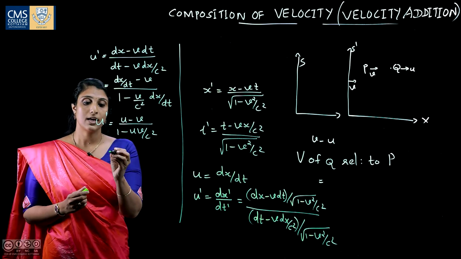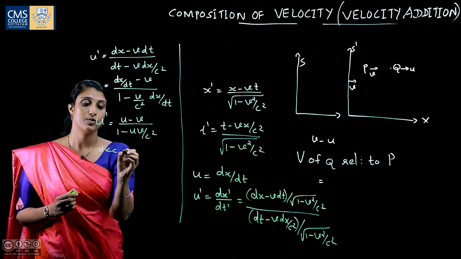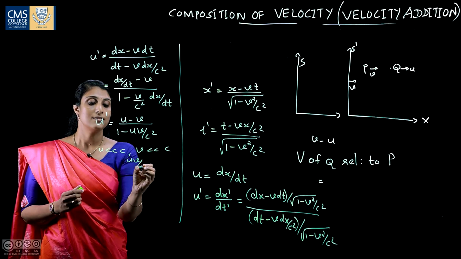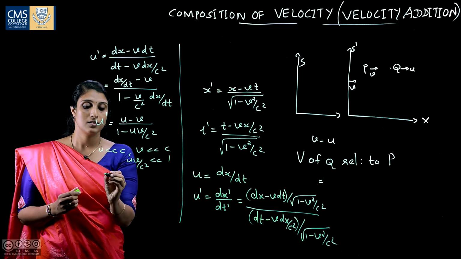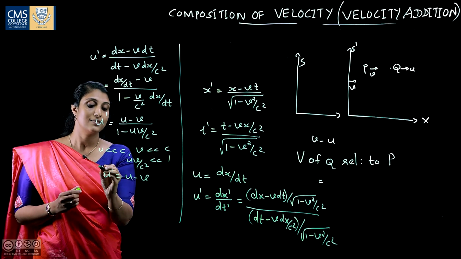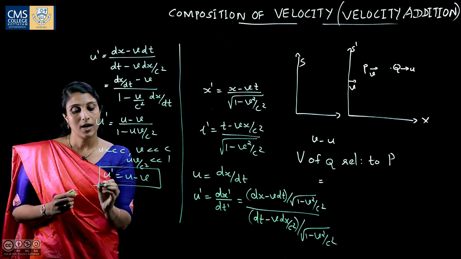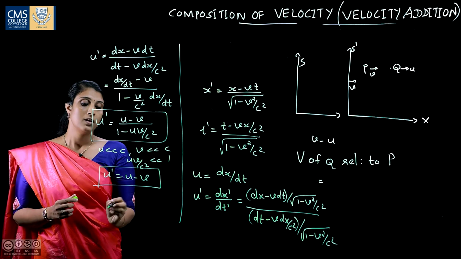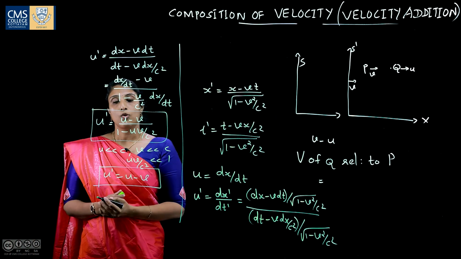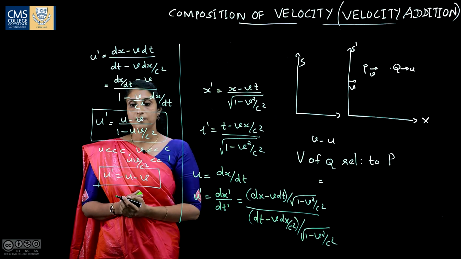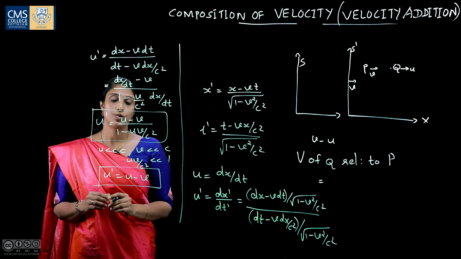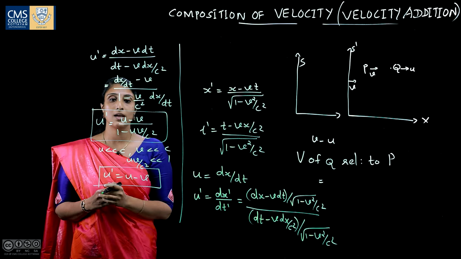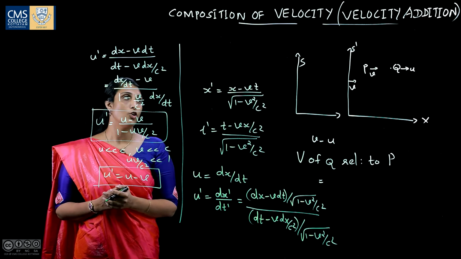Now since u and v are very small compared to the velocity of light, u is very much less than c, v is very much less than c. So uv by c square is very much less than 1. So u dash equal u minus v. This is the relativistic law of addition of velocities, and this is the relative velocity according to Newtonian mechanics. Now u dash is the relative velocity of Q with respect to P, and u is the proper velocity of Q.